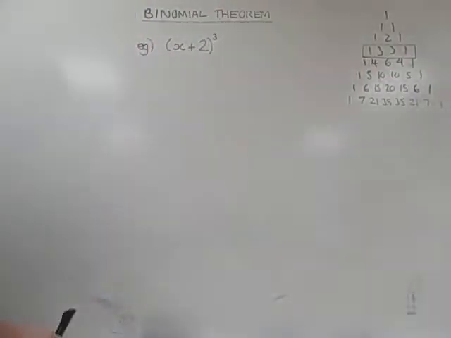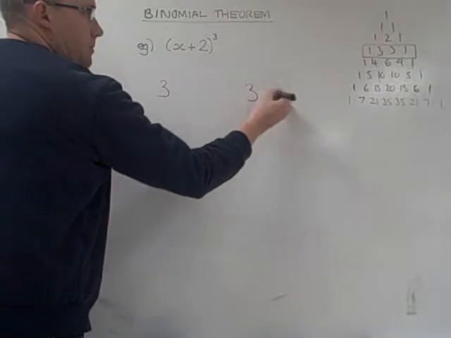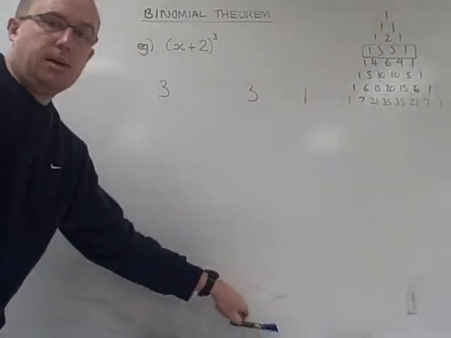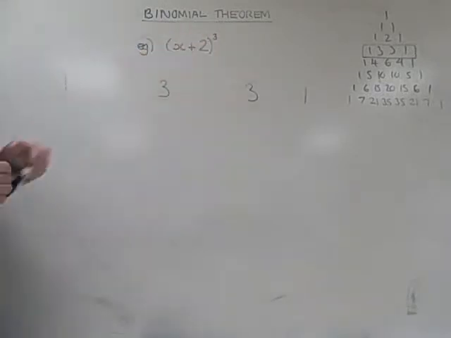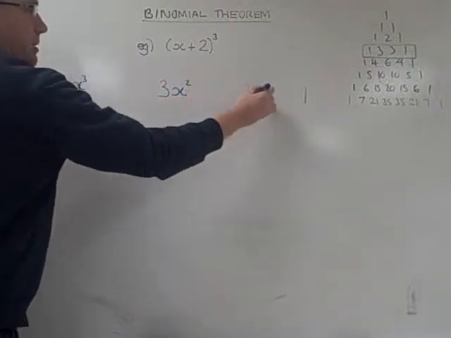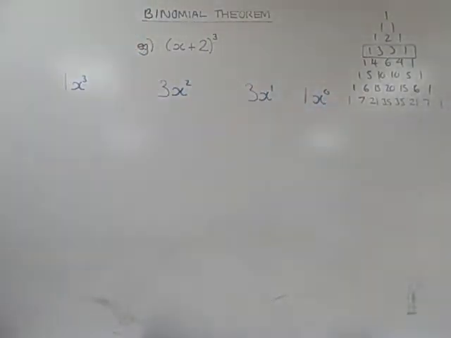Now when I'm going to produce my answer, I'm going to have 3 parts to my answer. The first part is the number from Pascal's triangle. The second part is I use the first term and then I use this power here. So I have x cubed, and then I just decrease the power until I get to the end where I get to the power of 0.